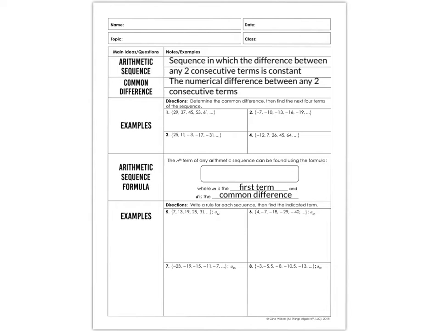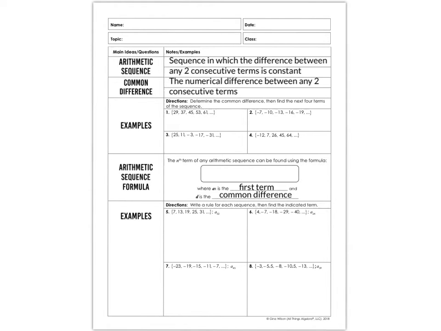Okay, today we are looking at arithmetic sequences. An arithmetic sequence is a sequence in which the difference between any two consecutive terms is constant. Basically, what I like to think of is you're adding or subtracting the same value every single time. So these are probably one of the easiest ones that we're going to do.